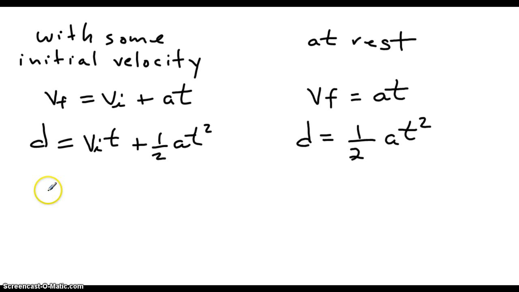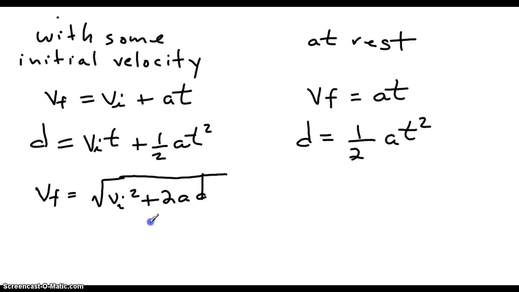A third equation can be used to find final velocity whenever the time is not known. This equation tells us that final velocity is equal to the square root, let me rewrite that, Vf is equal to the square root of Vi squared plus 2 times acceleration times distance, or Vi squared plus 2ad, all under the square root sign.